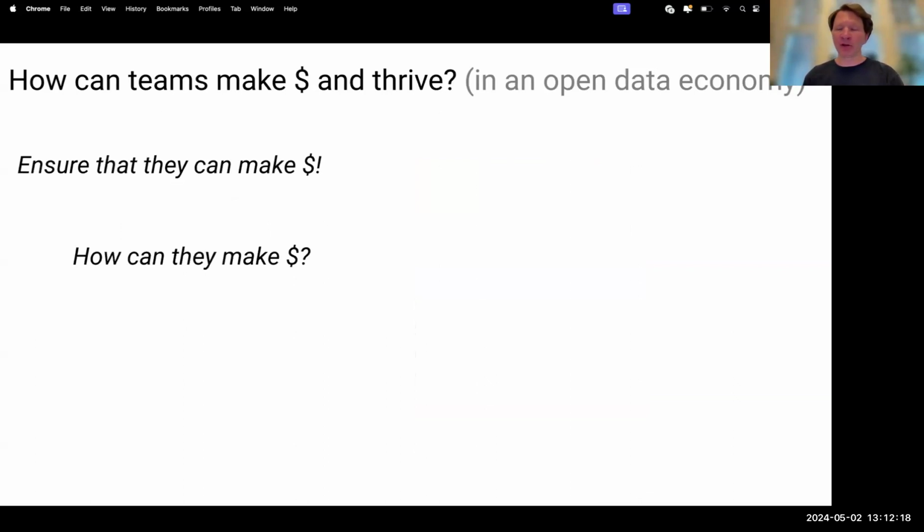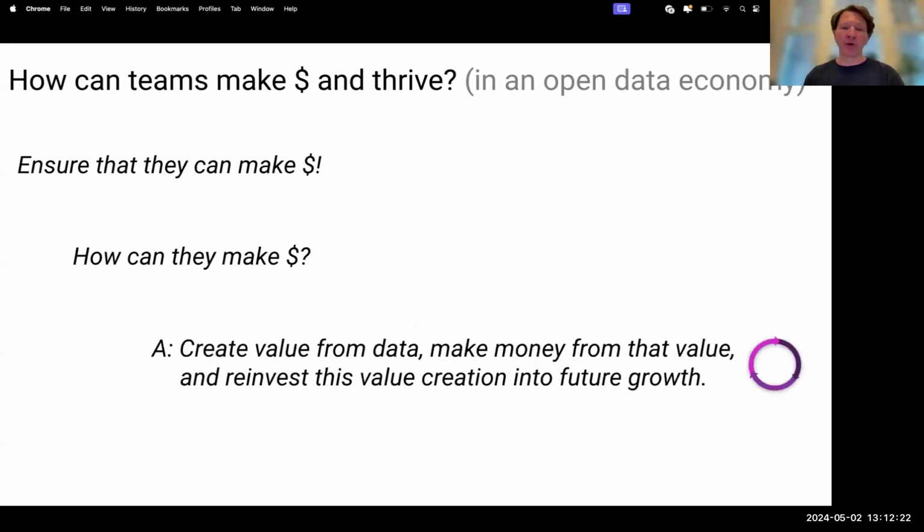This is targeting an open data economy, right? Ocean tools, et cetera, in our case. And this is where we drill in and start to add some fidelity. So they need to basically find a way to create value from data, right?